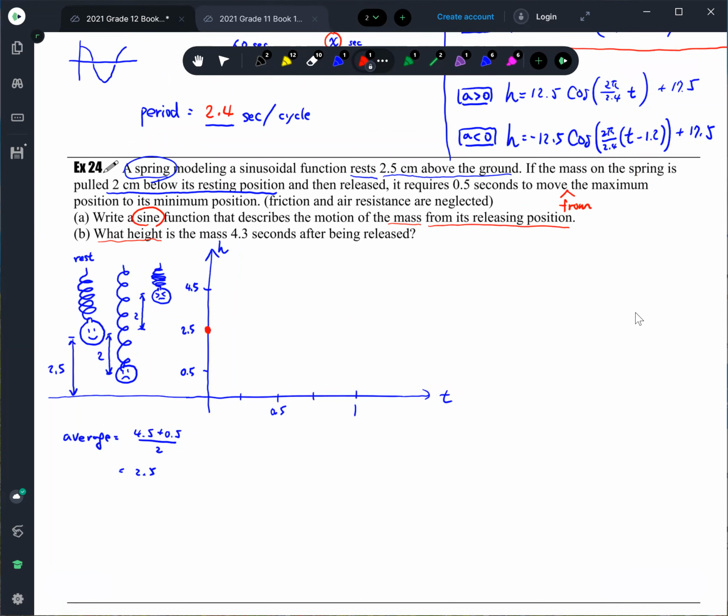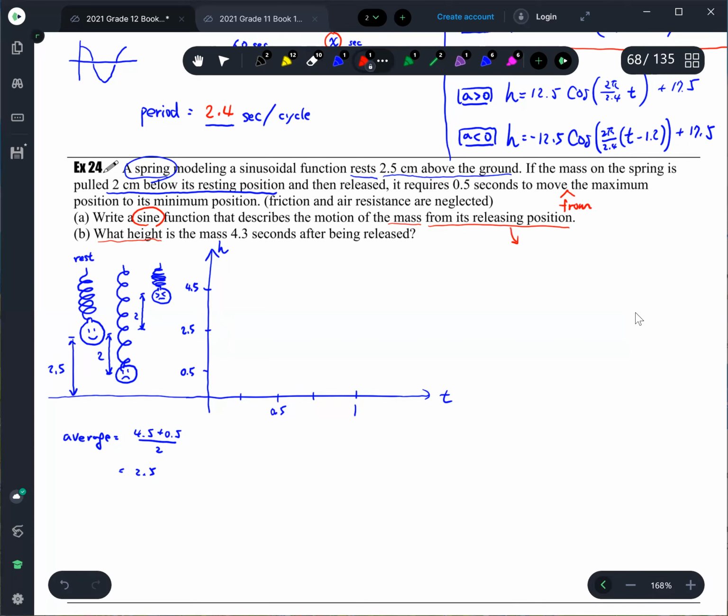Okay, can you read question A? Write a sine function that describes the motion of the mass from its releasing position. Okay, so it wants you to start at the releasing position. Where is that? Bottom. Yeah, the bottom part, okay? Because the function we want to write is starting from the releasing position. So usually they will tell you where you want the graph to start. If it doesn't tell you, then you can choose, okay? So make sure you pay attention to all the little details.